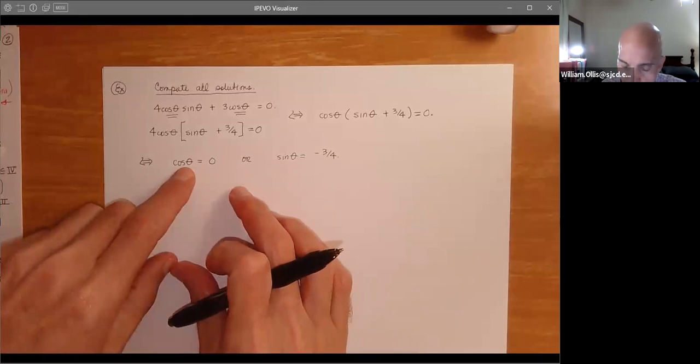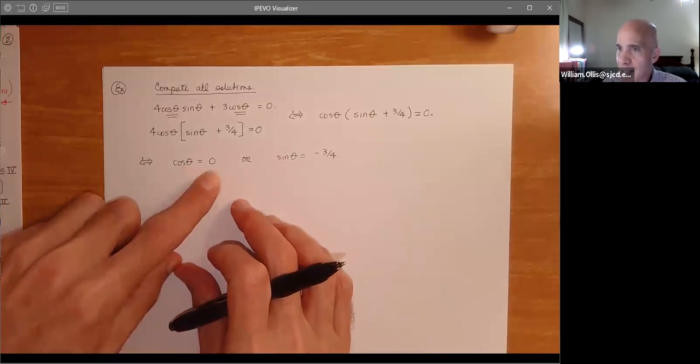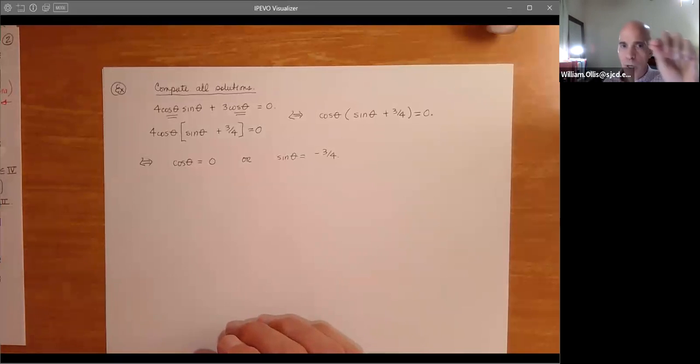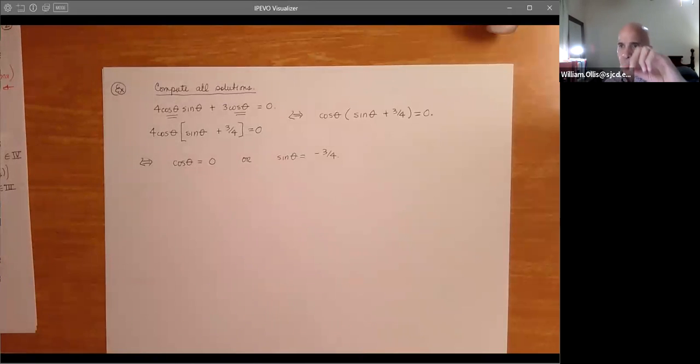So we're thinking, when does cosine theta equal 0 in 0 to 2 pi? Well, that's easy. That's at pi over 2 and 3 pi over 2. So we're thinking, okay, that's just going to be what? That's just going to be odd multiples of pi over 2, just like we were thinking of the domain of tangent. You don't want cosine to be 0, so you want to avoid pi over 2, 3 pi over 2, negative pi over 2, negative 3 pi over 2, all these odd multiples of pi over 2.